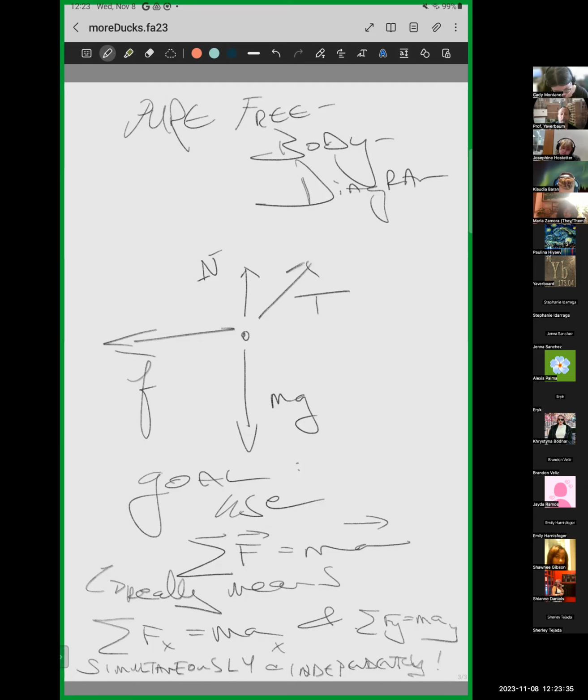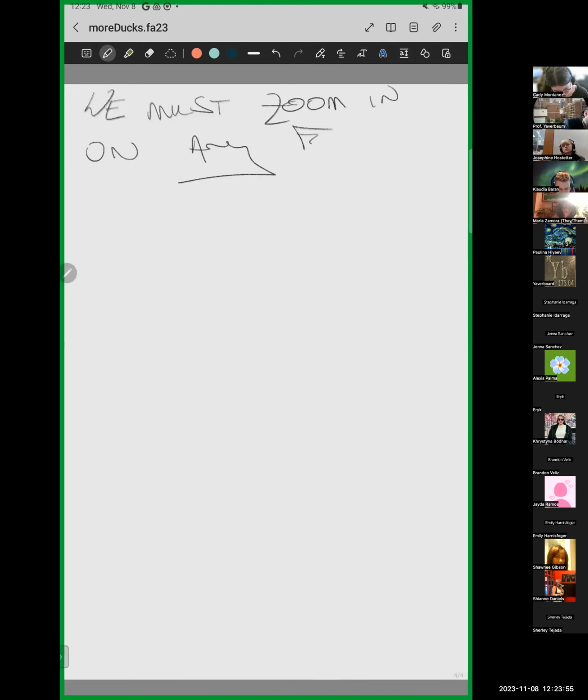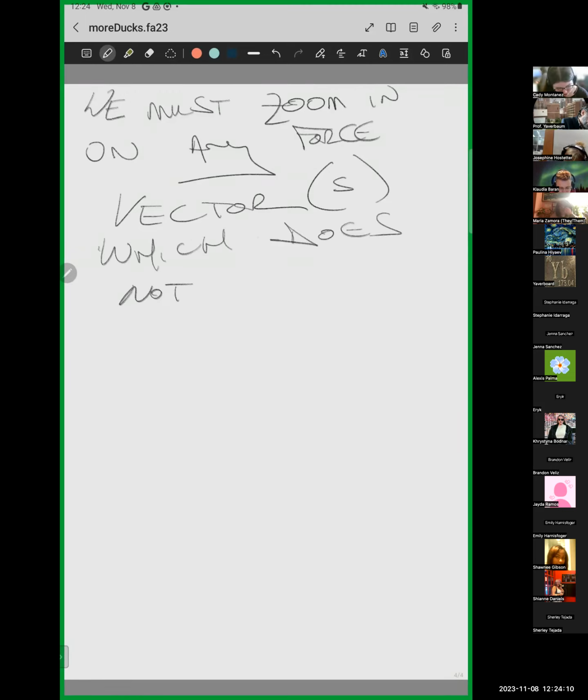So our job is to create one last diagram called a component diagram. Our job, we must zoom in on any force vector which does not lie along an axis. Resolve.